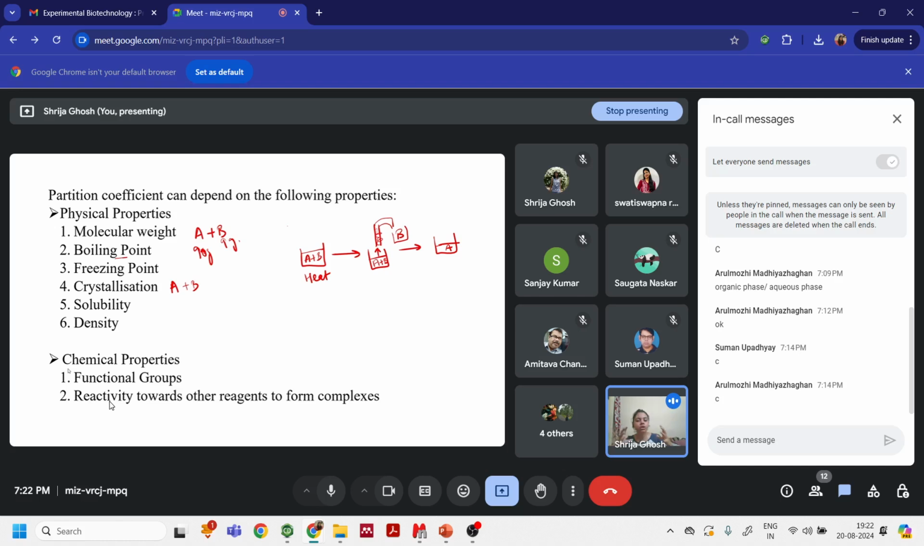So something like that, I can use the reactivity towards other reagents. I can make a complex of that component, and then I can regain the component of interest by breaking that complex. Okay, so these are chemical reactions happening. So that's why these are chemical properties that are affecting the partition coefficient. I hope that is clear.